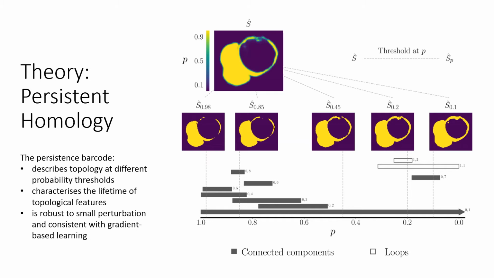As the threshold changes, the barcode tracks the evolving topology of the snapshots that result. At each threshold, the topological features are represented by bars. Solid bars count the number of connected components, open bars count the number of loops. The length of each bar characterizes the lifetime or the persistence of that topological feature. Finally, the persistence barcode has the property that it is robust to small perturbation and is consistent with gradient-based learning.